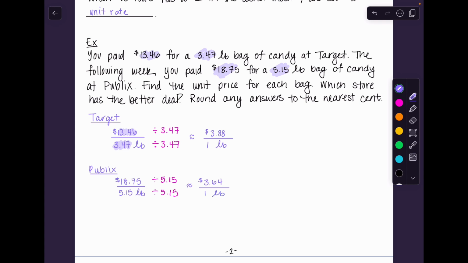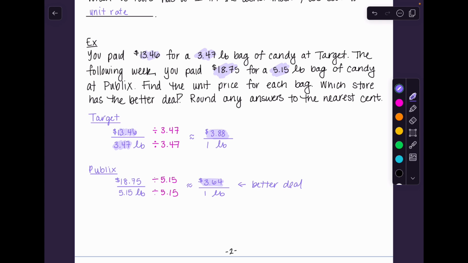Okay. So now, because I'm looking at a single pound for each of these, I can see, based on our prices, I paid less at Publix than I did at Target for a single pound of candy. So this one is going to be my better deal.